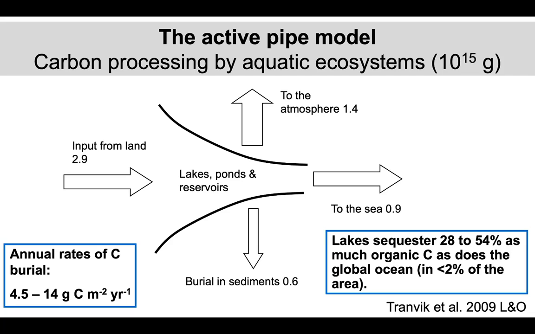This is one of the most recent syntheses, although there have been several revisions more recently. But the take-home in terms of carbon burial is that there was quite a bit of uncertainty. We knew it was important, but it could be anywhere from 4 to 14 grams carbon per meter squared per year, which when you multiply that over the entire area of lakes on the globe is quite a big difference. Interestingly, lakes do things quite quickly because a lot of their primary producers are microorganisms. Because of these high rates of processing, even though they only represent about 2% of the area of the global ocean, they sequester up to half as much carbon on an annual basis, which is clearly a significant amount.